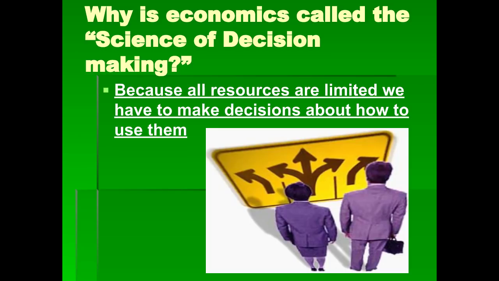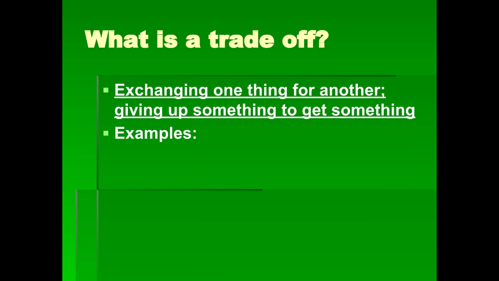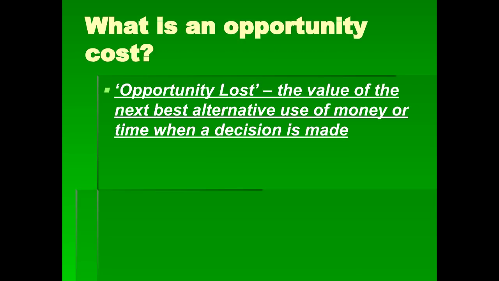So because shortages are possible, because scarcity is possible, we study economics, right? To see how people are going to make decisions in a world of scarcity. So every time you make a decision, you're exchanging one thing for another. You're giving up something to get another thing. And this is one form of a trade-off called an opportunity cost.